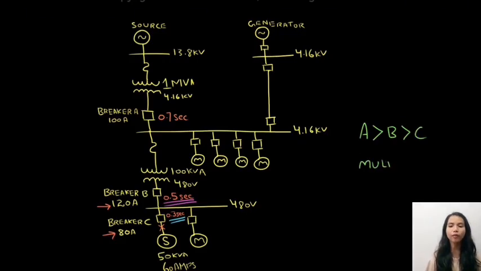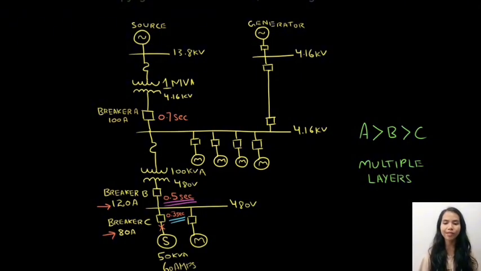Additionally, we have multiple layers of protection. If breaker C does not trip and isolate the fault for some reason, then we should expect breaker B to trip with 0.5 seconds of delay. This is a simple strategy with some benefits, especially for abnormality at low current levels.